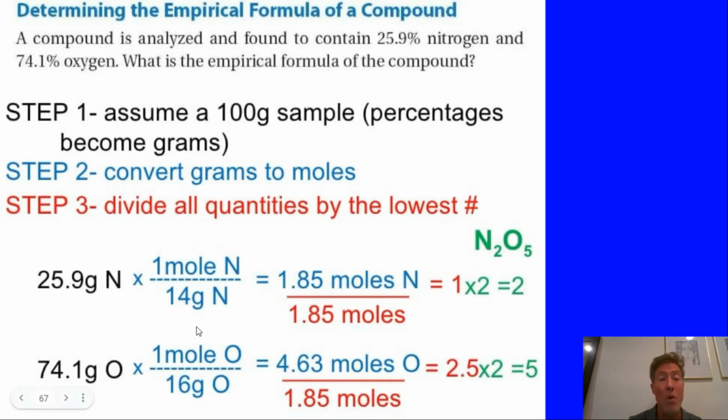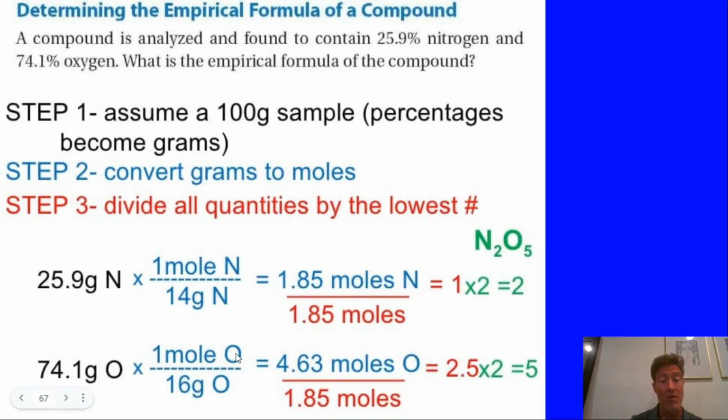Then we're going to transform it into moles. So we're going to convert grams to moles. 25.9 grams of nitrogen times 1 mole per 14 grams gives us 1.85 moles of nitrogen. Okay, hang on to this for a second. Then we're going to do the same thing with our percentage of oxygen. We're going to convert our percentage to grams. So 74.1 grams of oxygen. Then we're going to convert that to moles as well.